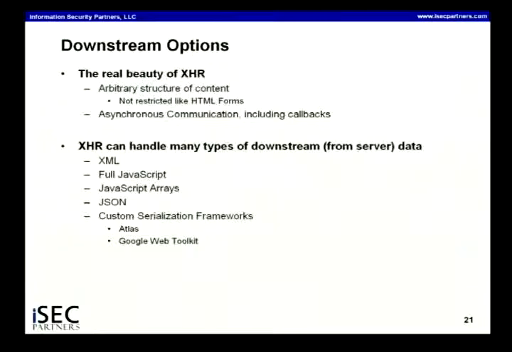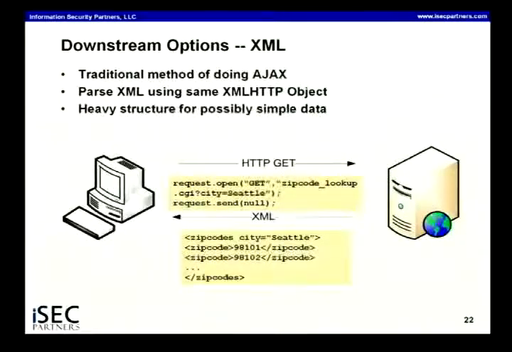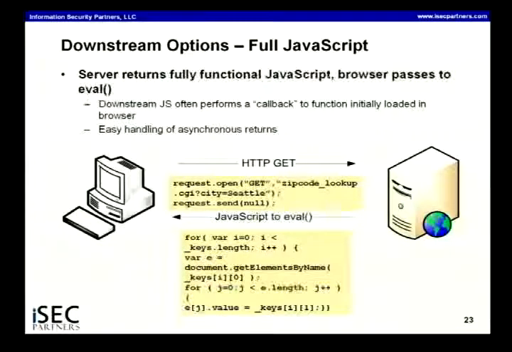We're going to take a look at a couple of these very briefly, because these slides are kind of boring. XML. This is the traditional method of doing Ajax. Nobody really likes to do it because it's so heavy. There are much lighter ways to do it. Take an example of the client sending up a simple request for a zip code lookup and getting back some data in XML for some Seattle zip codes. Another way to do it is for the server to send back full JavaScript.